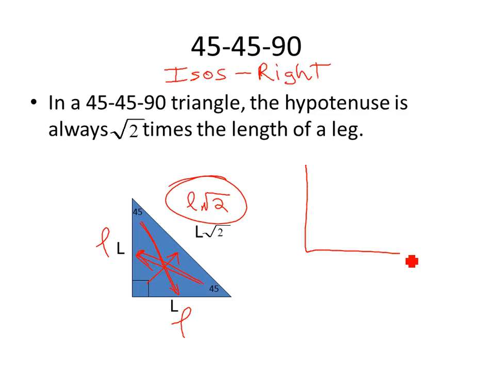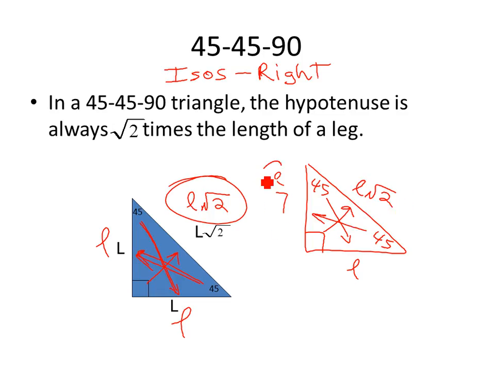So if I give you a triangle and it looks like this, and it's a 45, 45, 90, and I tell you this side over here is 7, that's L. That should be labeled L. That should be labeled L radical 2. We know that L equals what? 7. So wherever we see L, we stick 7 in its place. How long is this side going to be then? How long is this side going to be? 7 times the square root of 2, and you just leave it that way.